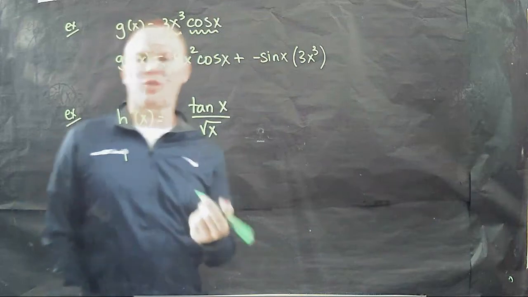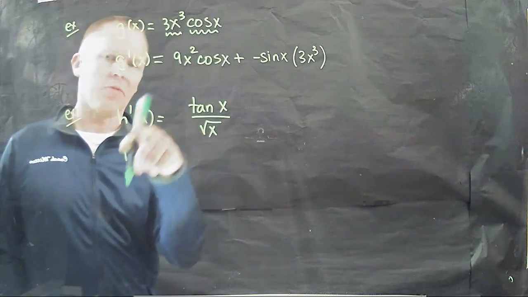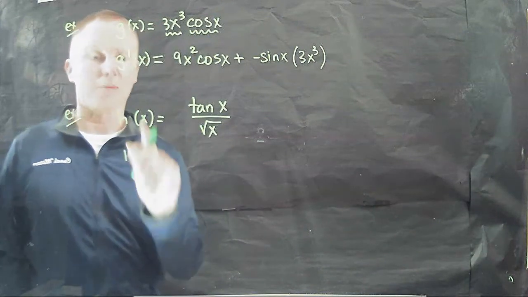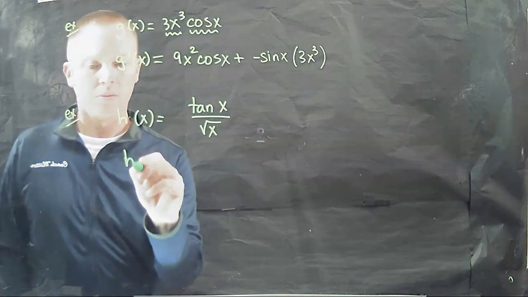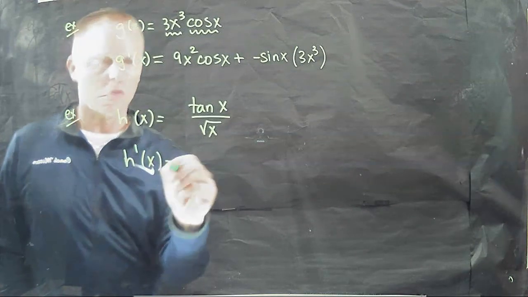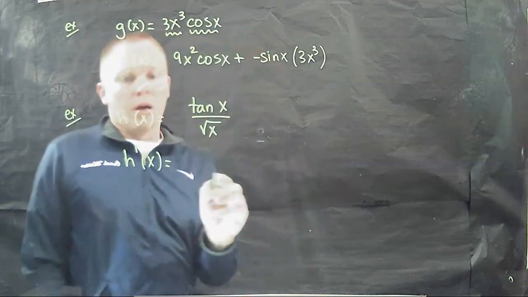Oh, Mitter, you stupid moron. Guys, I wrote h prime here. That's not h prime, that's h. We're going to find h prime. I was calling myself a stupid moron, not you.